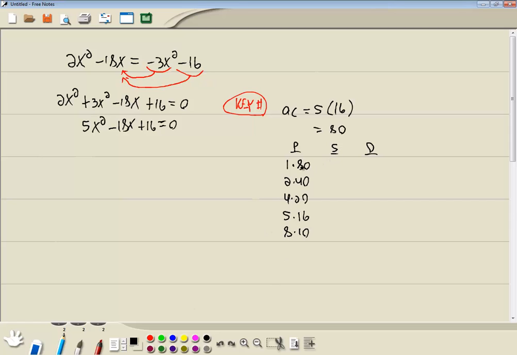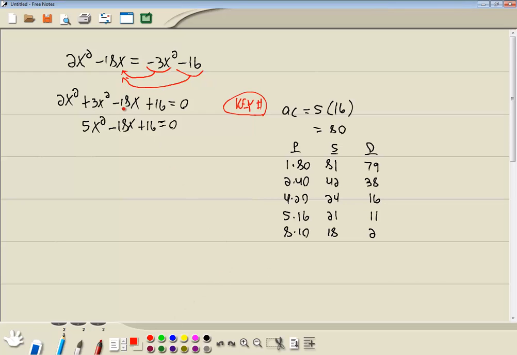The S column, S for sum, we want to add these together. 1 plus 80 is 81, 2 plus 40 is 42, 4 plus 20 is 24, 5 plus 16 is 21, 8 plus 10 is 18. The difference column, D for difference, subtract smaller from larger. 80 minus 1 is 79, 40 minus 2 is 38, 20 minus 4 is 16, 16 minus 5 is 11, 10 minus 8 is 2.